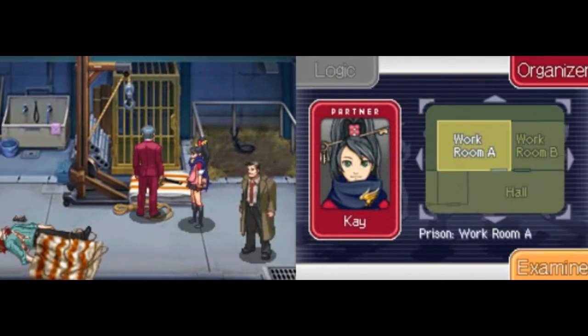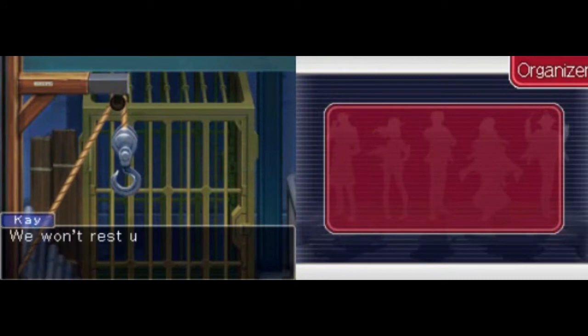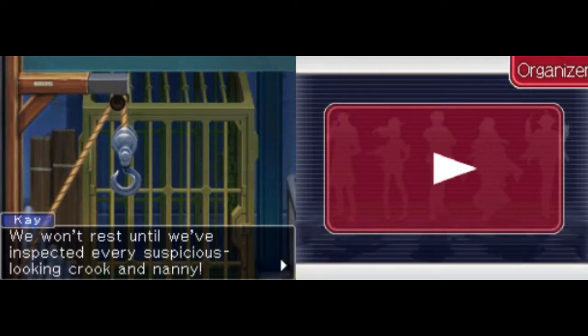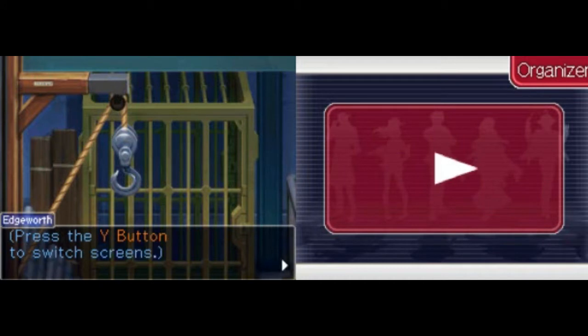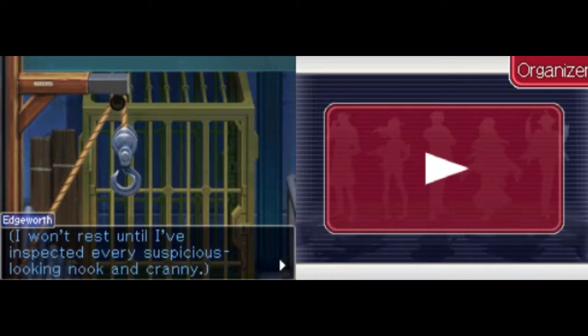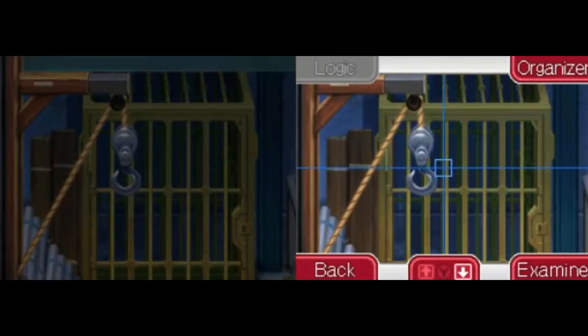Let's check out what this is. Looks weird. A whip. We won't rest until we've inspected every suspicious nook and cranny. It's quite a large area to investigate. Press Y to switch screens. I won't rest until I've inspected every suspicious nook and cranny. I still don't like that. What is this, a hook?